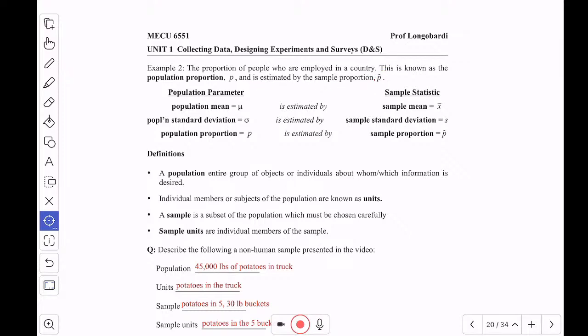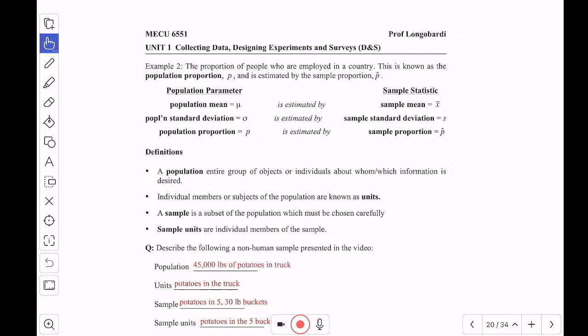So here are some of the statistics that we're going to talk about in this class. X bar is the sample mean, S is the sample standard deviation, and P hat is the sample proportion. These are estimates of the parameters mu as the population mean, sigma as the population standard deviation, and p as the population proportion. So those you'll understand and how to calculate all those soon enough.